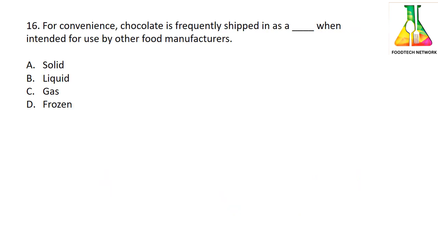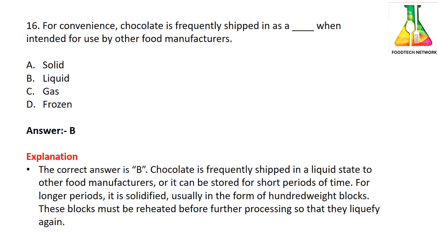Question number 16. For convenience, chocolate is frequently shipped in as a dash when intended for use by the other food manufacturers. Option A solid, option B liquid, option C gas, and option D frozen. Yes, so definitely B, that is liquid.